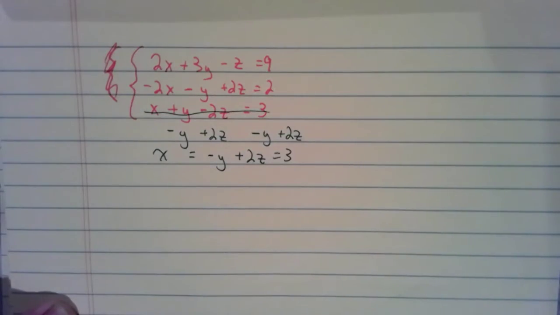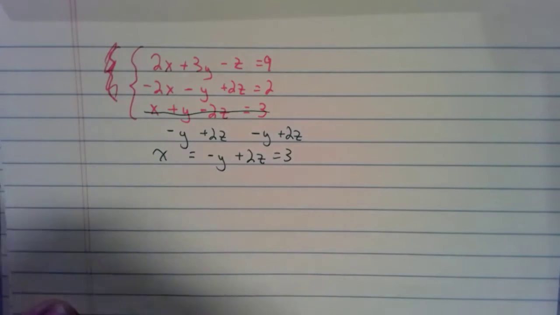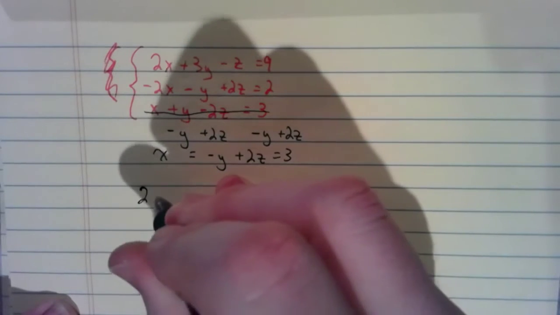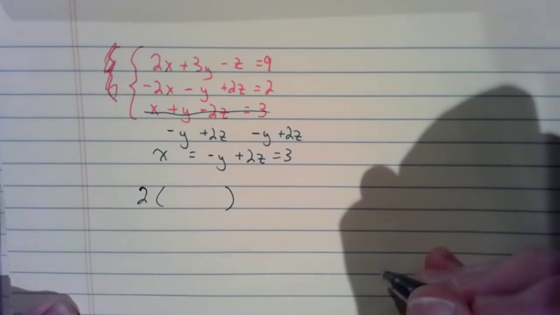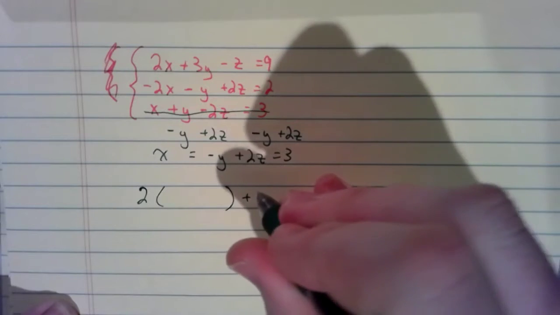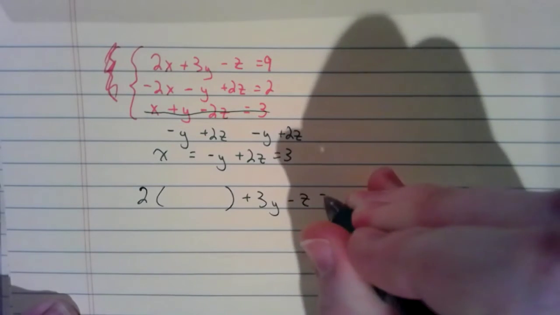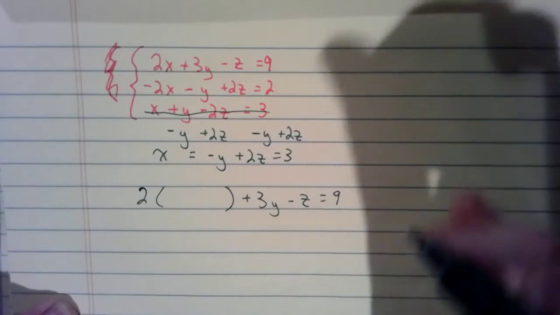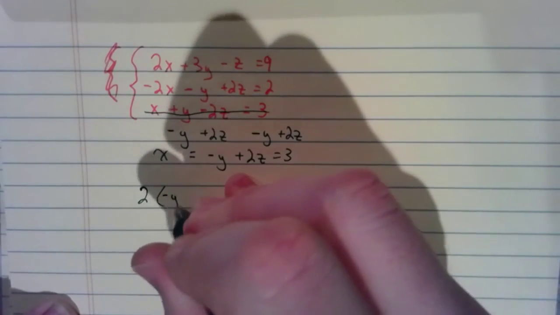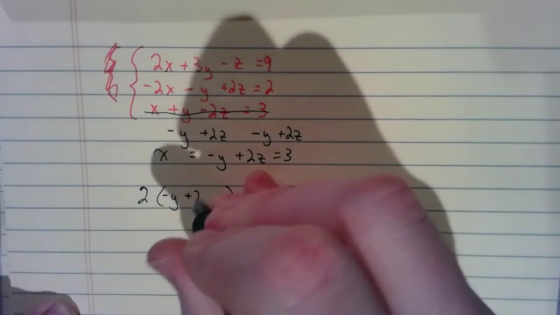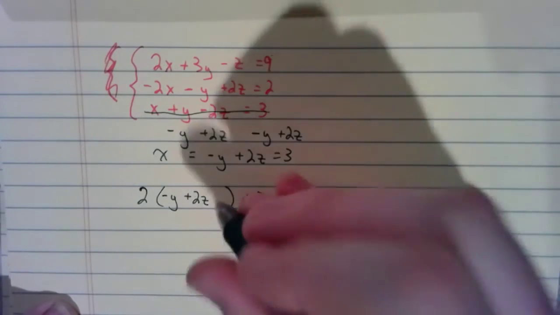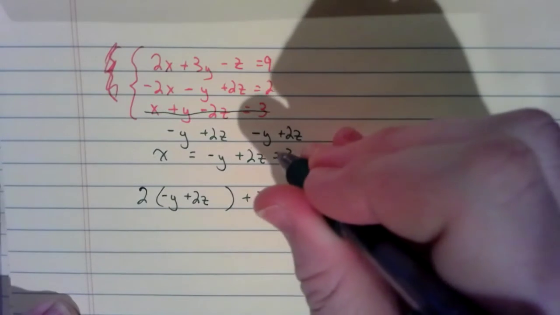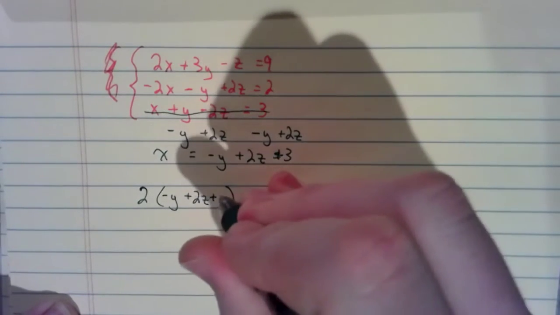Now I'm going to go back to my first two equations and replace x. So in my first equation, where I've got 2x, I'm going to put 2, big set of parentheses, plus 3y minus z equals 9. So that's the first equation. I just left x out. Now I'm going to plug in negative y plus 2z plus 3. Sorry, it should be plus 3 there.